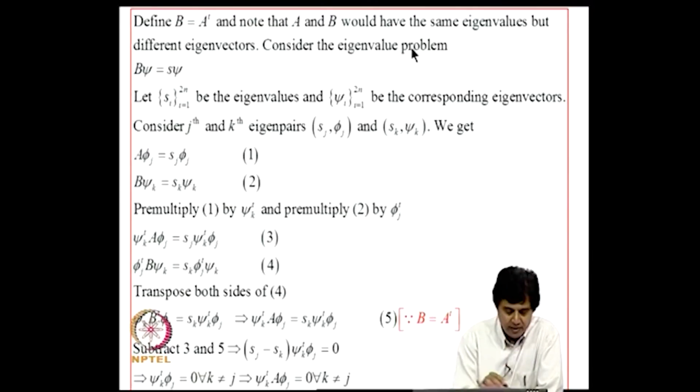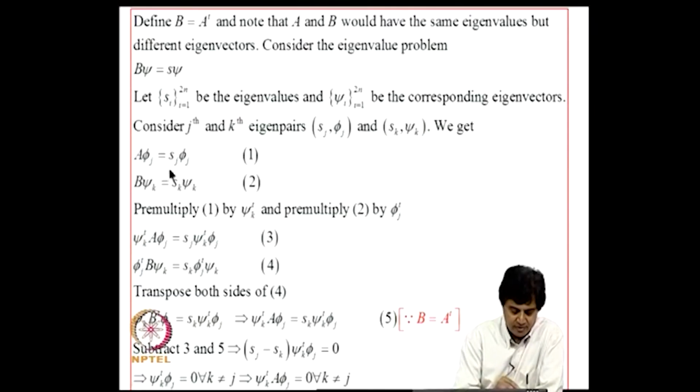Now, consider the eigenvalue problem B psi is equal to S psi. Since S is an eigenvalue of A, it should be an eigenvalue of B also, so we can retain that here. Psi is the eigenvector associated with matrix B, which is A transpose. Now, again let S1, S2, up to S2n be the eigenvalues and these be the eigenvectors psi 1, psi 2, up to psi 2n. Now, let us again consider the jth and kth eigenpairs.